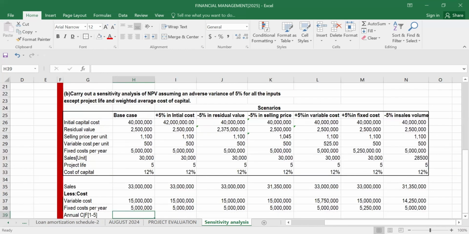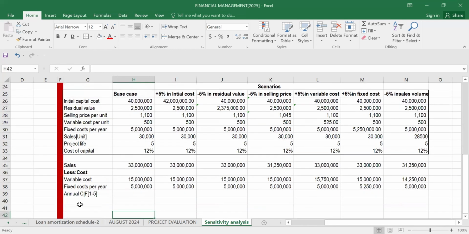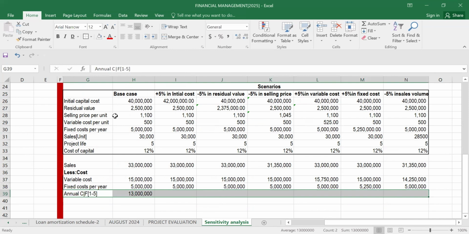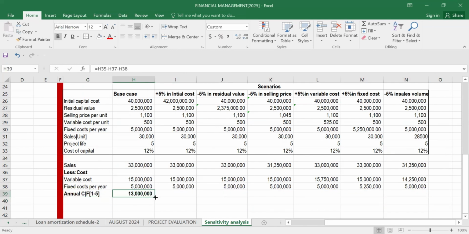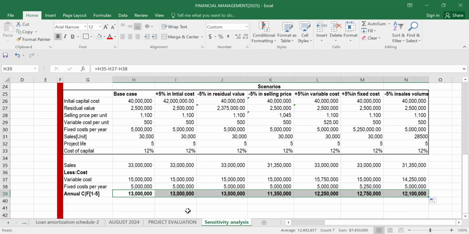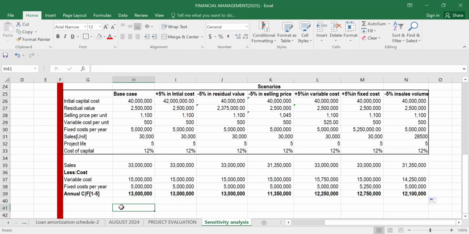Let's see whether we are going to get the same value. So how do we get this one? We get this one by taking the sales minus the variable costs, minus the fixed cost. We should get 13 million. So those are our cash flows. And what we need to do is apply our formula across. Those now would be the annual cash flows from year 1 up to year 5 under those different scenarios.